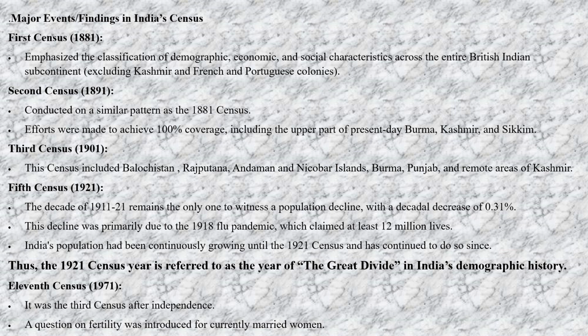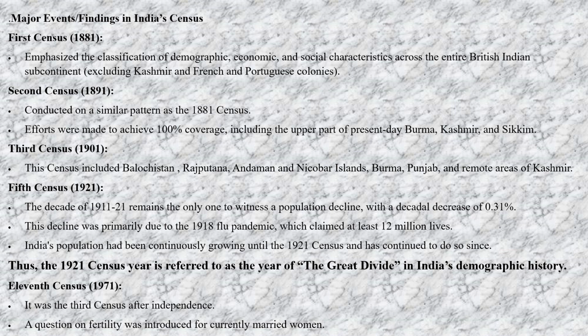Fifth census, 1921. The decade of 1911 to 21 remains the only one to witness a population decline, with a decadal decrease of 0.31%. This decline was primarily due to the 1918 flu pandemic, which claimed at least 12 million lives. India's population had been continuously growing until the 1921 census and has continued to do so since. Thus, the 1921 census year is referred to as the year of the Great Divide in India's demographic history.